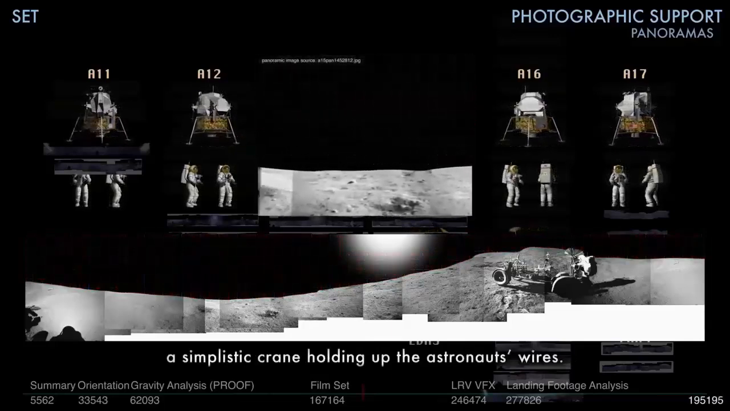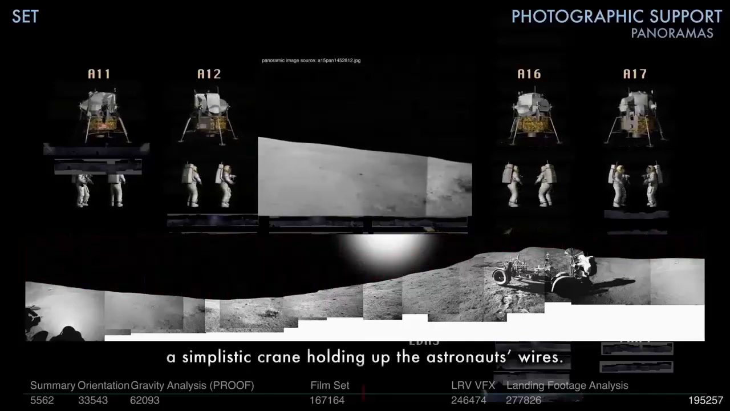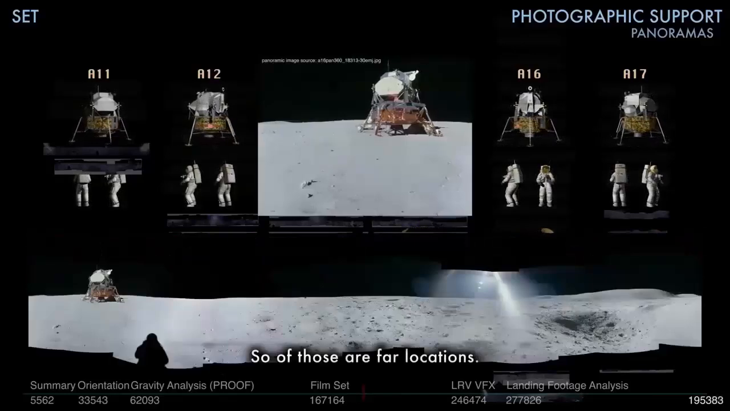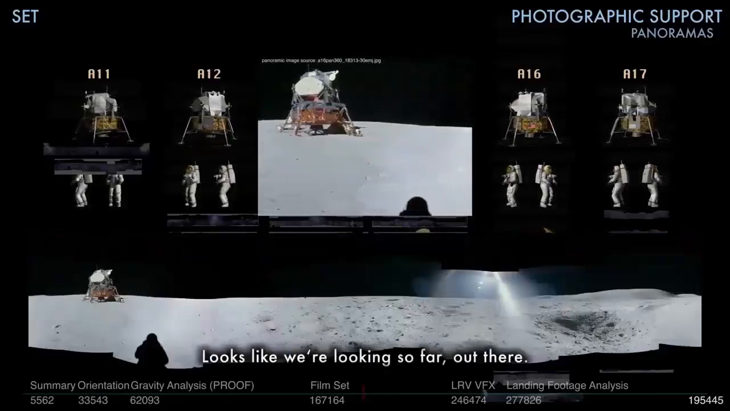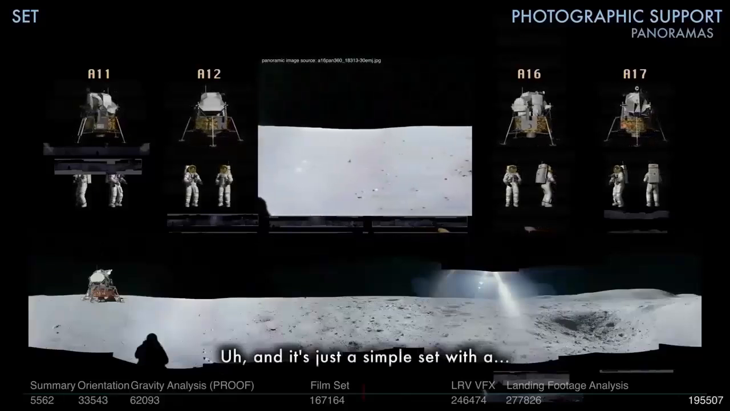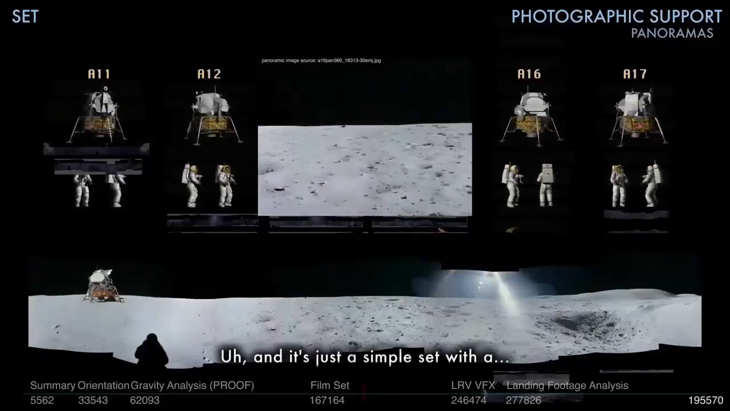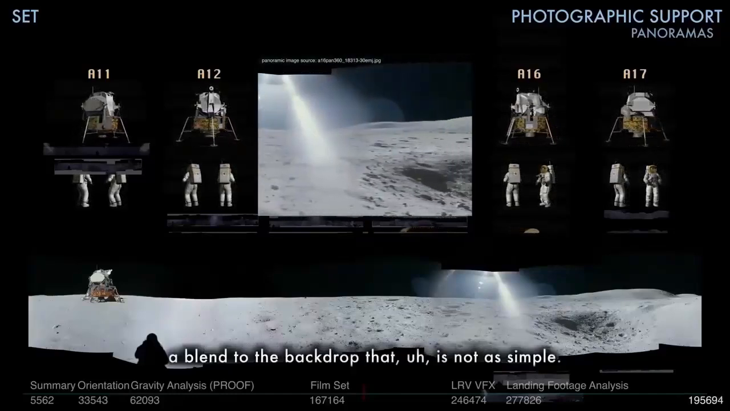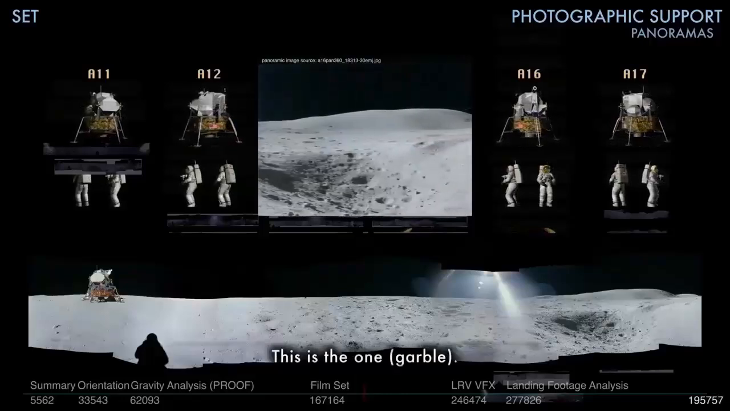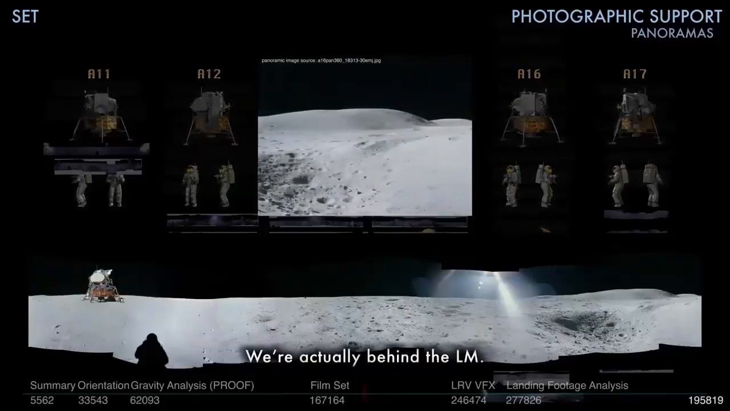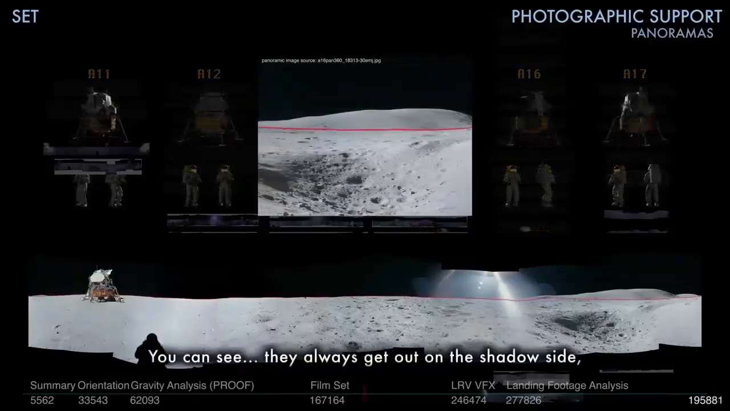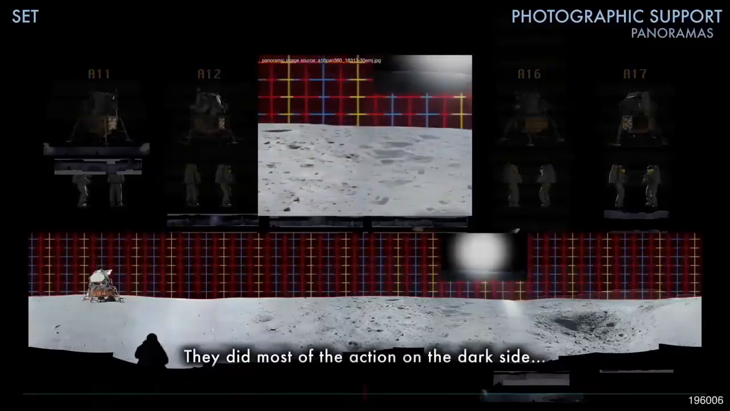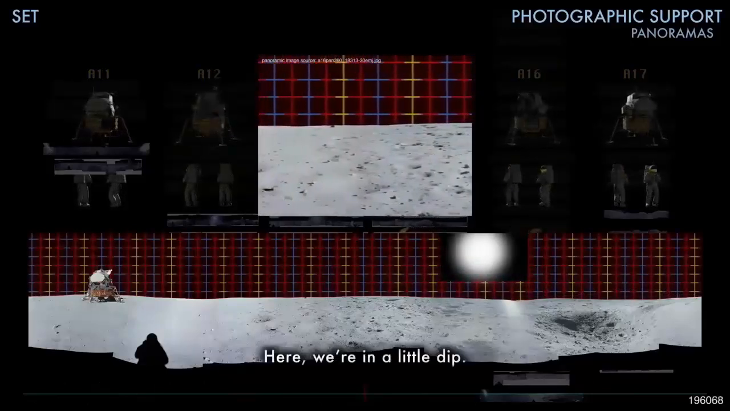And the only thing above them has to be a crane, a simplistic crane holding up the astronaut's wire. So these are far locations. Looks like we're looking so far out there, and it's just a simple set. A blend to the backdrop that is not as simple. On this one, we are actually behind the LEM. And as you can see, they always get out on the shadow side, and here you can see the sunny side. They did most of the action on the dark side, the shadow side.